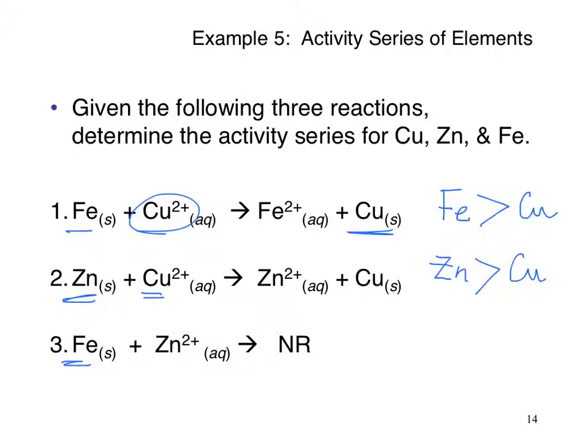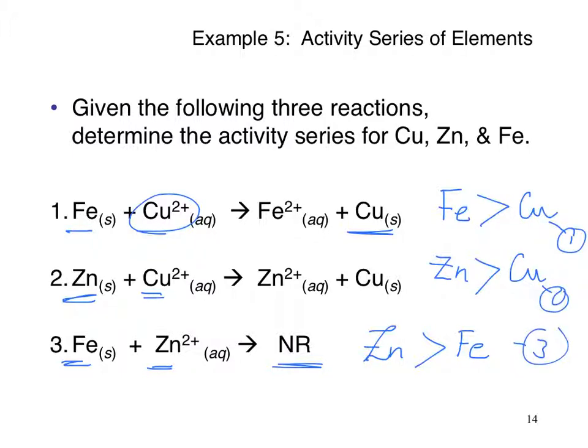That means zinc is higher in activity than copper. But when iron is put in zinc, no reaction takes place. So hopefully you can see here that zinc is going to be higher in activity than iron, not the other way around. And so combining 1, 2, and 3, you can say that zinc is going to be highest, followed by iron, followed by copper.